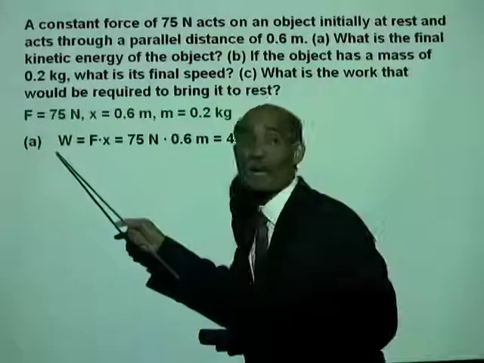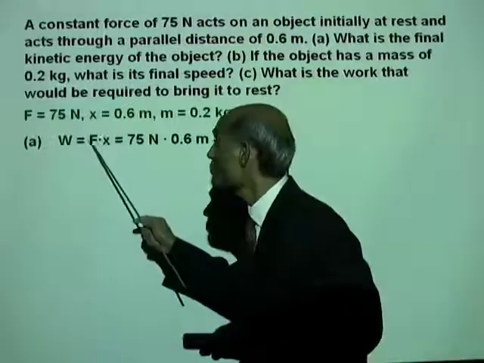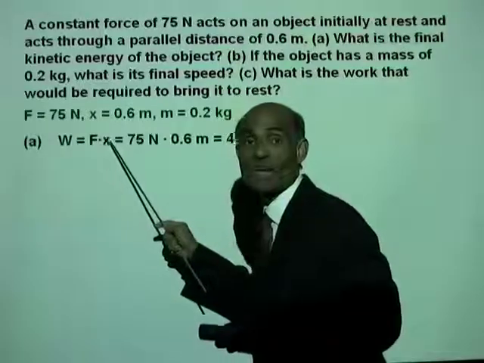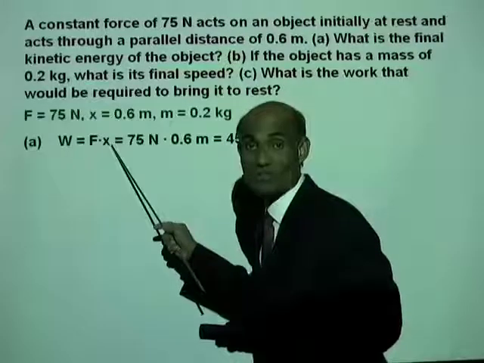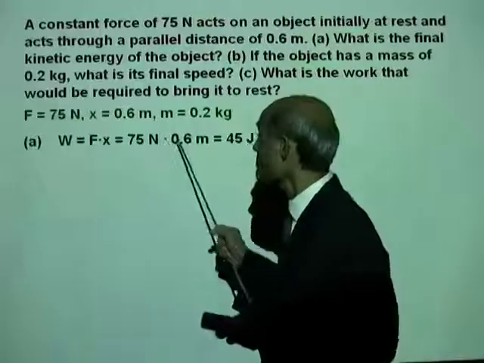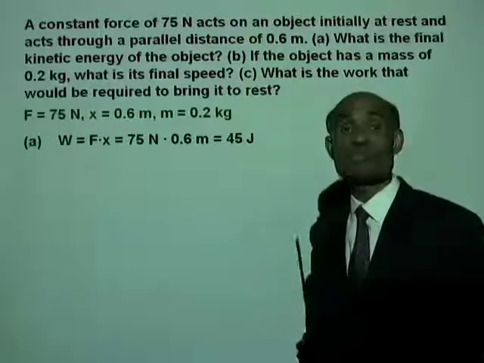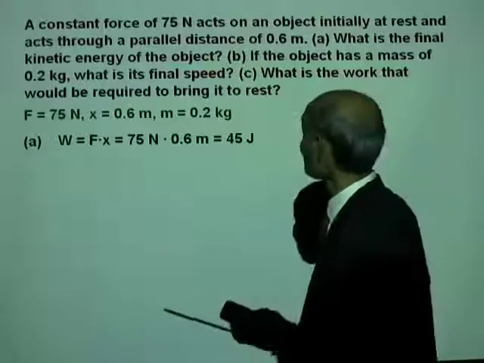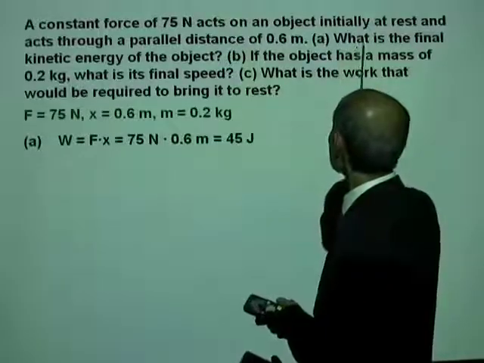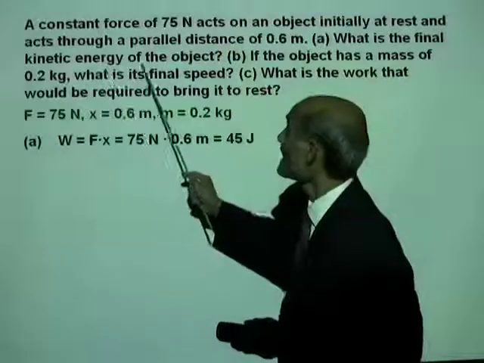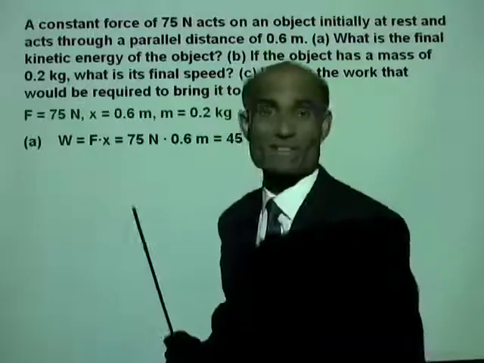So what is the work done? The work done is force multiplied by displacement in the direction of the force, that is 75 Newton times 0.6 meter, that is 45 joules. What are we supposed to do? What is the final kinetic energy of the object?